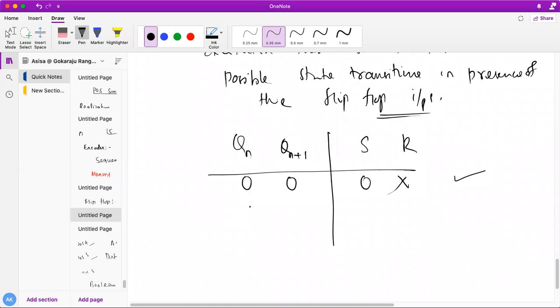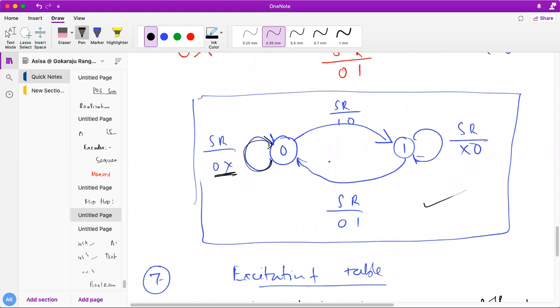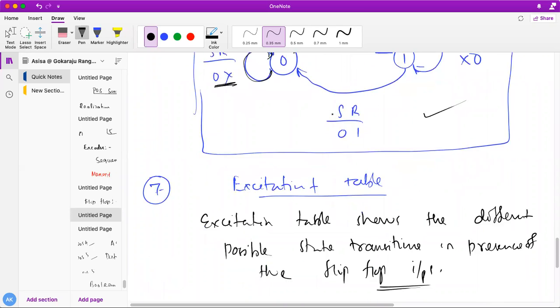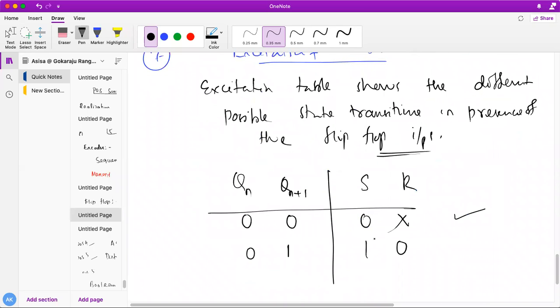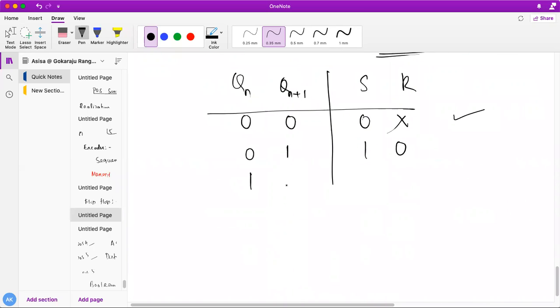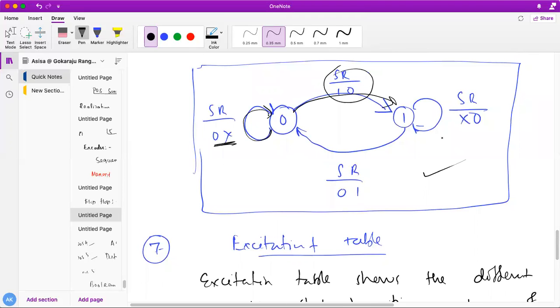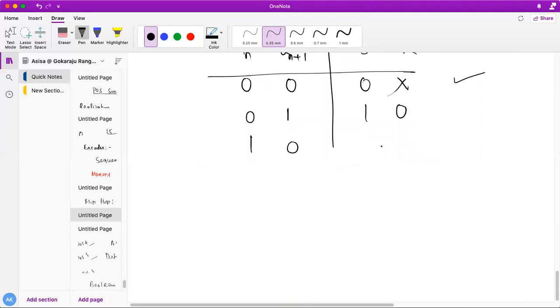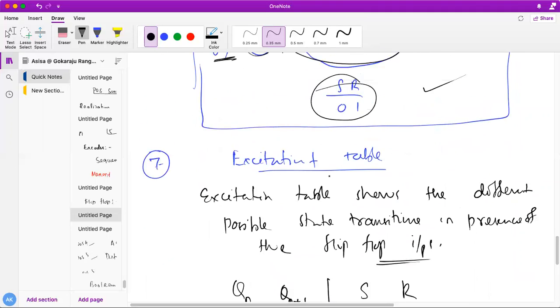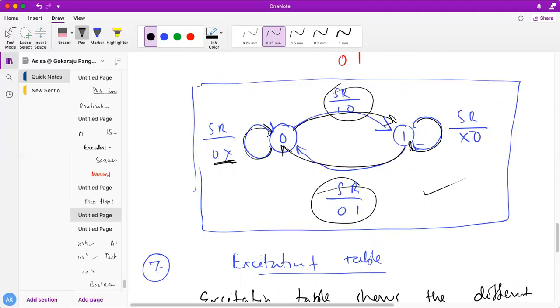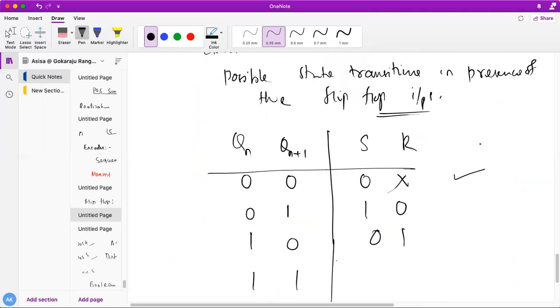Now for 0 to 1, what is my S and R value? State transition from 0 to 1, at that time what is my SR value? SR value is 1 0. Similarly, state transition from 1 to 0. If the state transition is from 1 to 0, what is my SR value? SR value is 0 1. If the state transition is 1 to 1, what is my SR value? Don't care, 0. So this is nothing else but my excitation table, students.